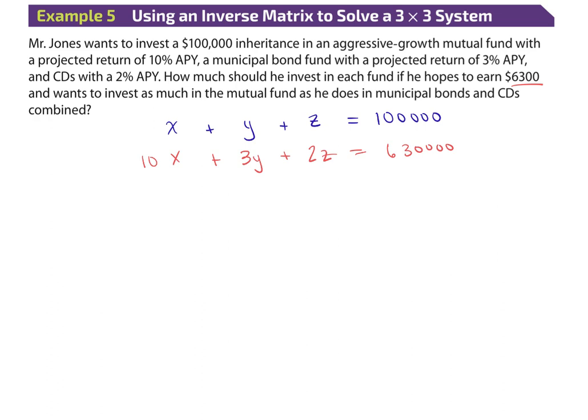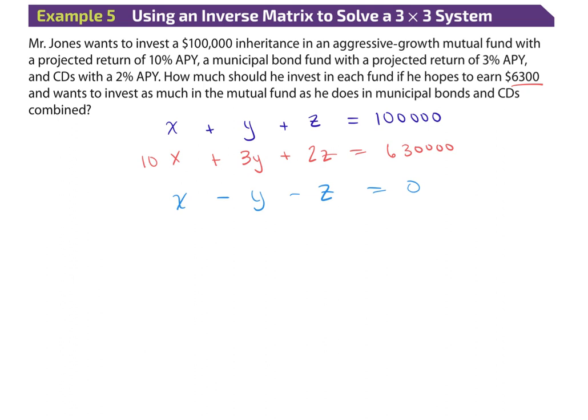And then it says he wants to invest as much in the mutual funds as he does in the bonds and CDs. This one's not as intuitive, but if he has the same amount in X as he does in Y and Z, then if he subtracts X minus Y and Z, he should get 0, right? Does that make sense? So if I have my X and I subtract my Y and my Z, I should get 0. If X is the same as Y and Z combined, does everybody agree with that? 10 minus 7 minus 3 is 0, right?